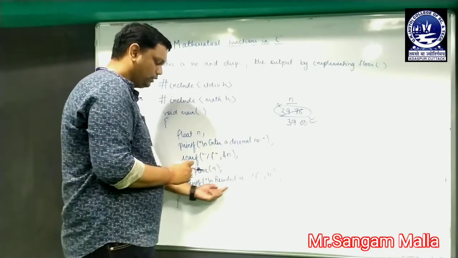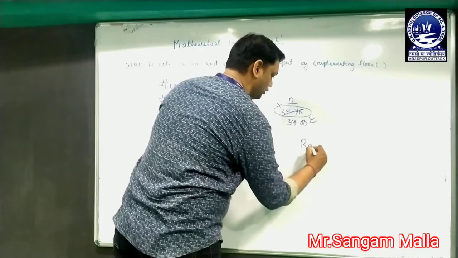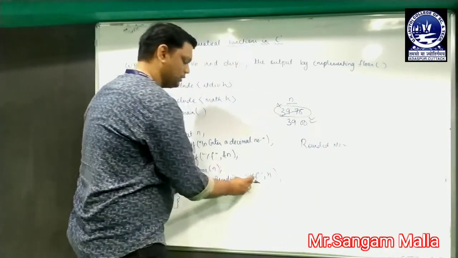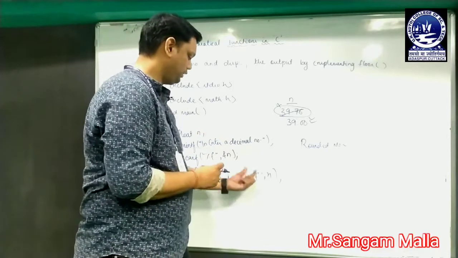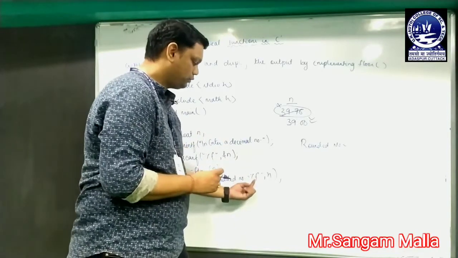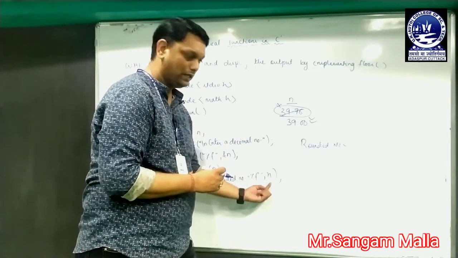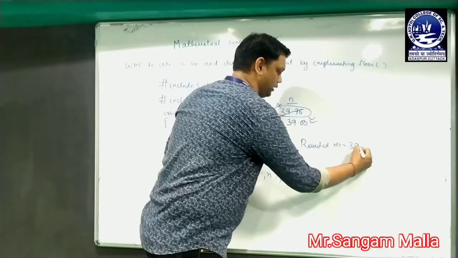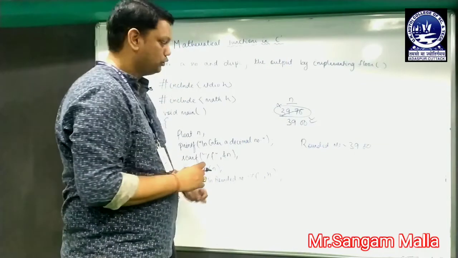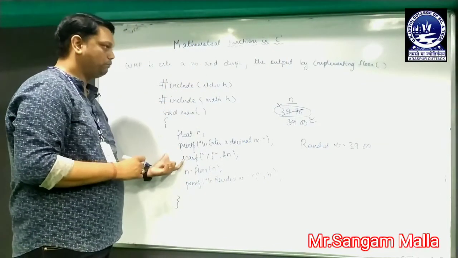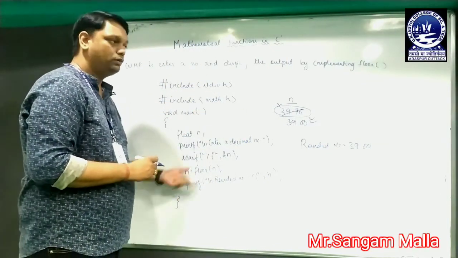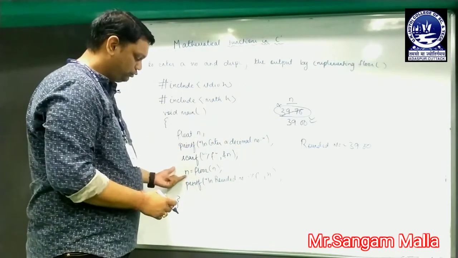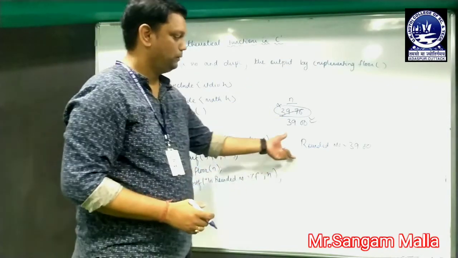Now it will print "rounded number equal to", and in place of %f, the format specifier of float, it will print the value of n. So what is the value of n now? 39.00. So it will print 39.00. This is the program of entering a number and displaying the output by implementing the floor function. This is the program, this is the use of the floor function, and this is the output.